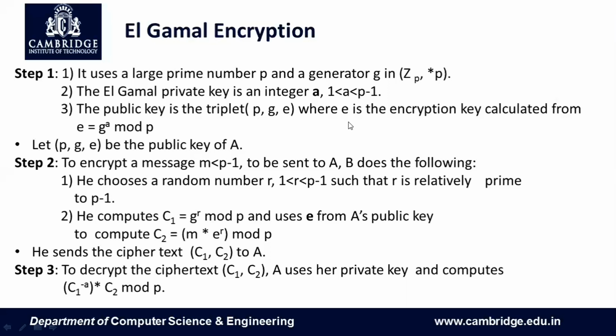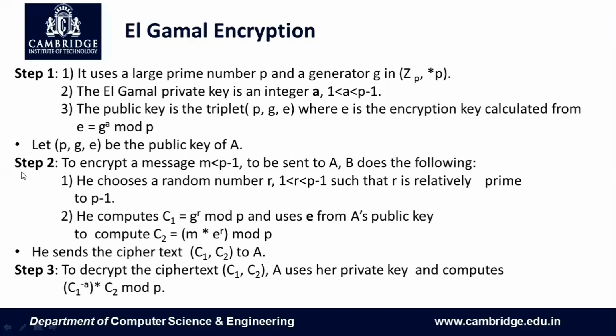The public key is used to convert a plain text to a cipher text, and E is calculated by using the formula E equals G to the power of A mod P, where G is a generator and A is a private key. Let P, G, E be the public key of A. The private key is A and the public key is P, G, E.